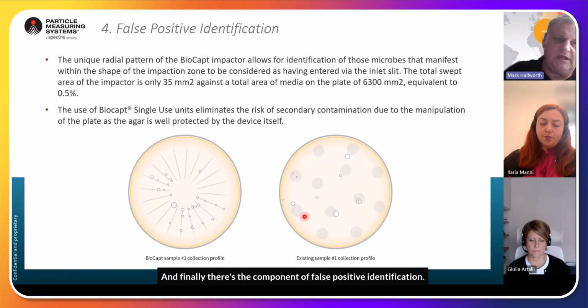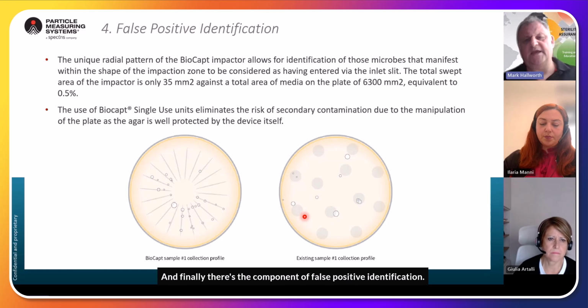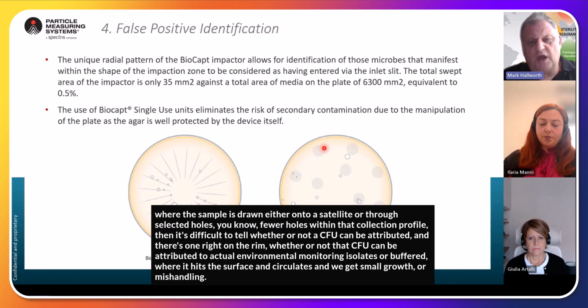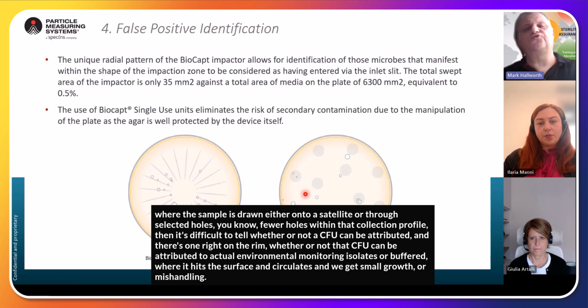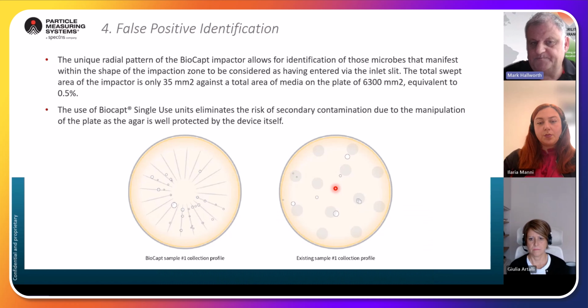And finally, there's the component of false positive identification, where the sample is drawn either onto a settle plate or through selected holes, fewer holes within that collection profile, then it's difficult to tell whether or not a CFU can be attributed, and here's one right on the rim, whether or not that CFU can be attributed to actual environmental monitoring isolates or buffered, where it hits the surface and circulates and we get small growth, or mishandling.